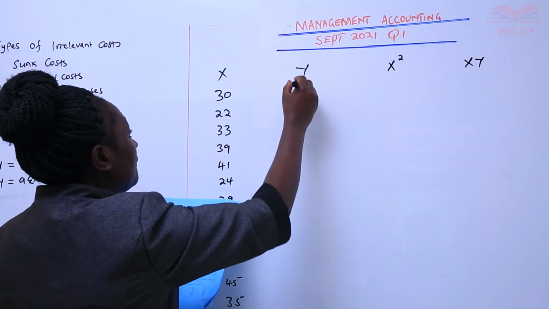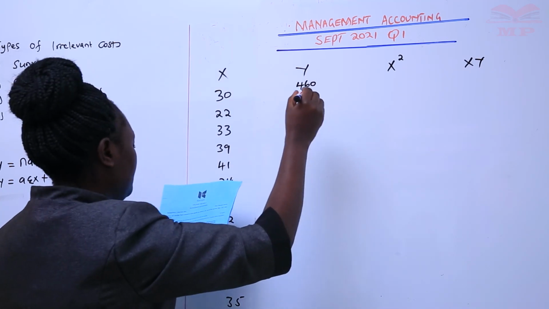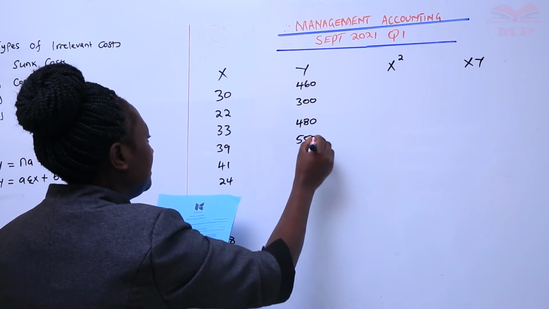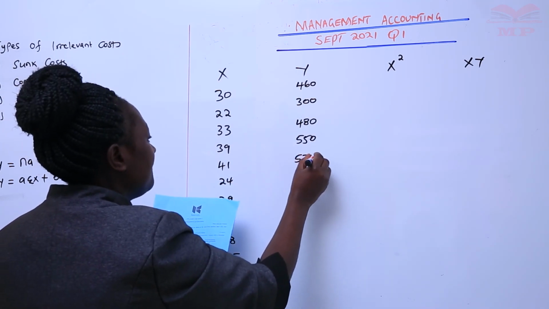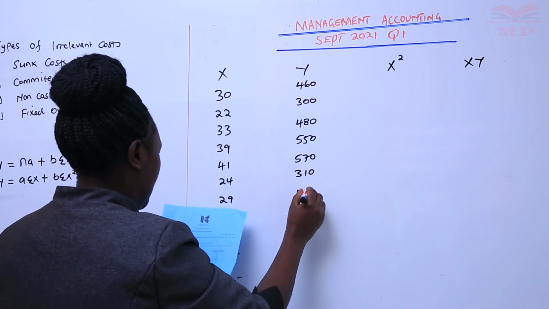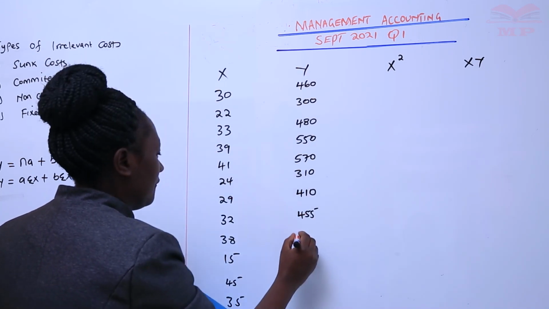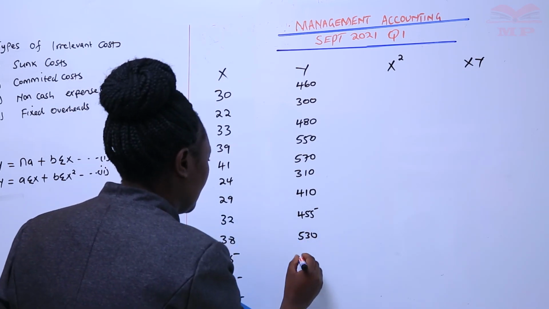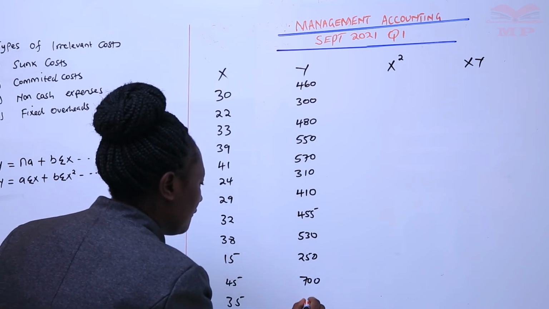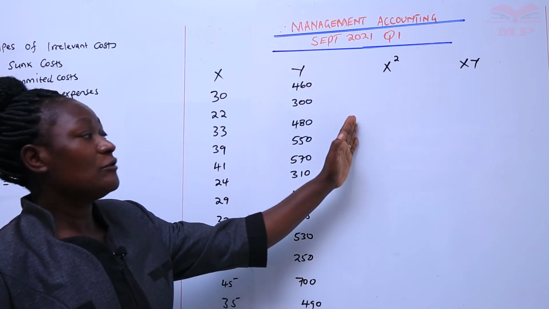So the corresponding figure for that is 460. We have 300, 480, 550, 570, 310, 410, 455, 530, 250, 700, and 490. So we want to find the values for x squared.